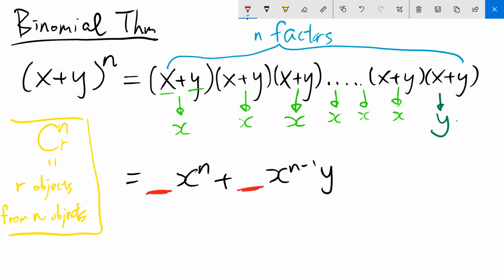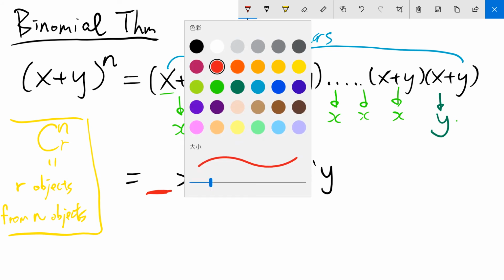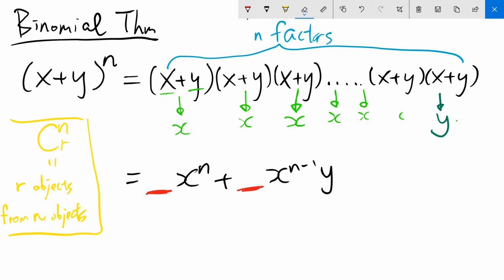But here, how many combinations are there? Is there only one combination to choose n minus 1 x and 1 y among these n factors? Actually no, because we can have another combination, like we choose y from the second last factor and x from the last factor. So here we will still get x to power n minus 1 times y, but here is another combination.